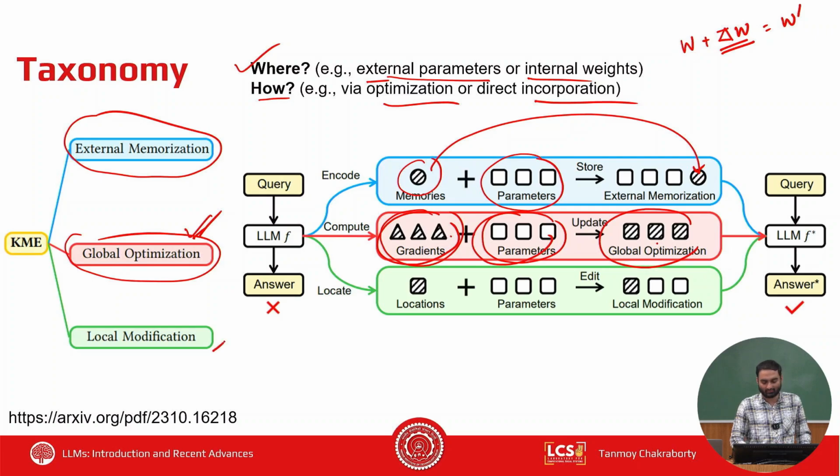The third one is local modification, where in this parameter space, you identify the parameter which is responsible for this knowledge, and you only update that parameter. You see the difference between the first and the third. In the first, you add a new set of parameters; in the last, you essentially update an existing parameter. You locate and update.